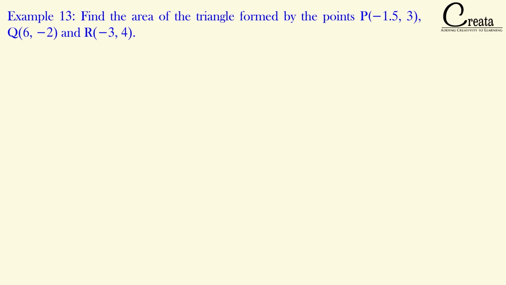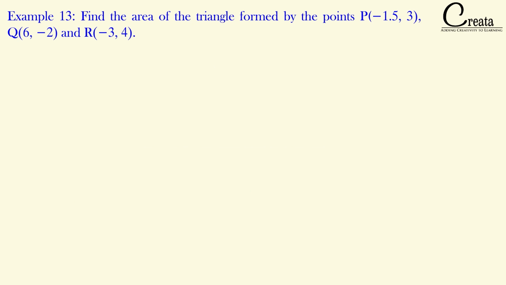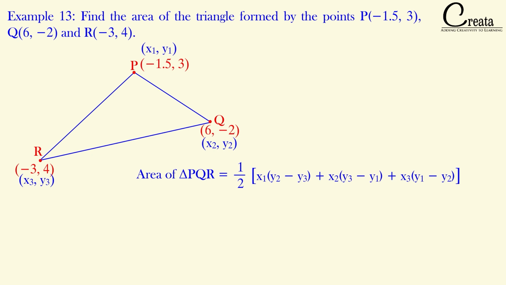Slightly a tricky question. The question is, find the area of the triangle formed by the points P (-1.5, 3), Q (6, -2) and R (-3, 4). Pause the video and try to solve this question. Coming back to the question, again the three vertices of the triangle PQR are given. We know all three coordinates, so we can directly apply the formula of the area of the triangle. Let's put the values and solve the question.